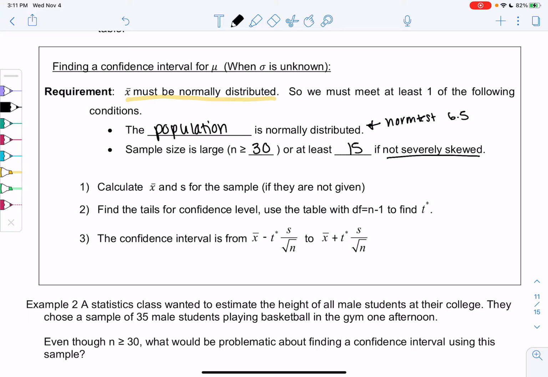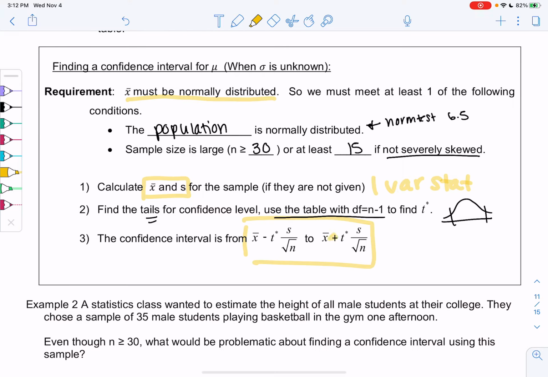So the steps. If we want to find a confidence interval, we're going to find x bar and s. That's coming from one var stat. We've done that a lot. We're going to sketch a normal curve and use the tails to find the t-score. That's coming from the table with degrees of freedom. And then we can find a confidence interval. It'll be x bar plus or minus t times s over root n. And now that we're talking about averages, rather than saying p is an element of, we'll say mu is in the interval, because we're estimating the true mean.